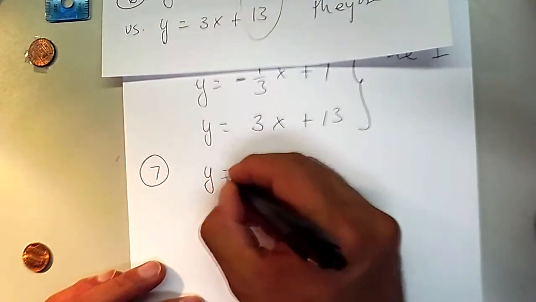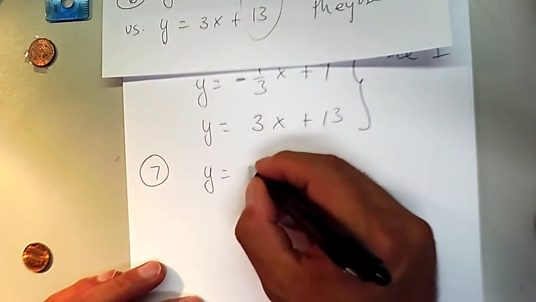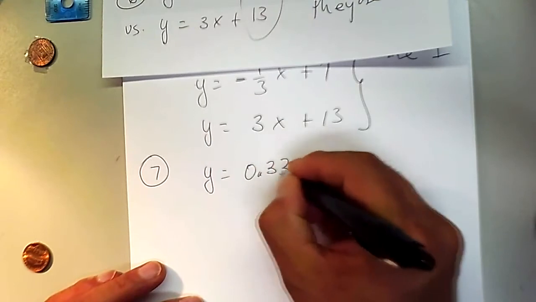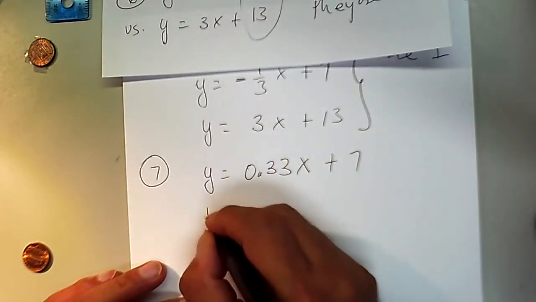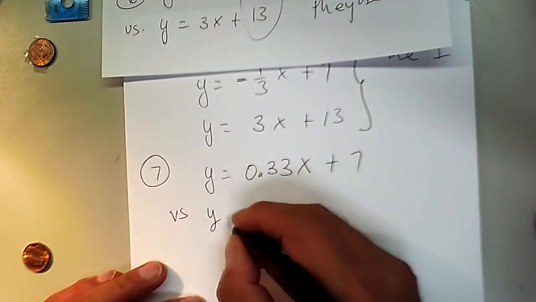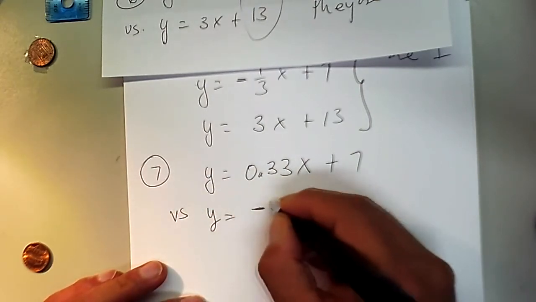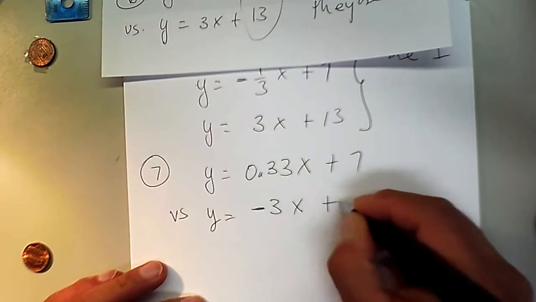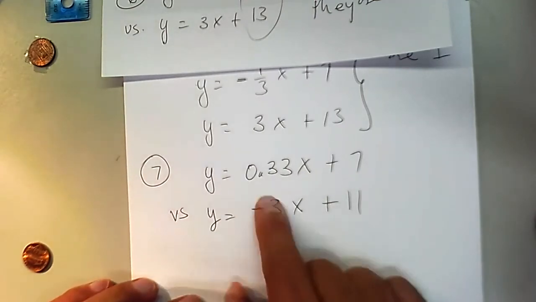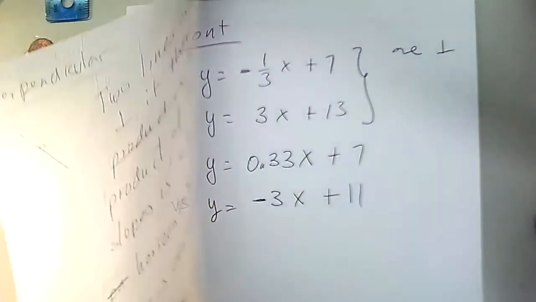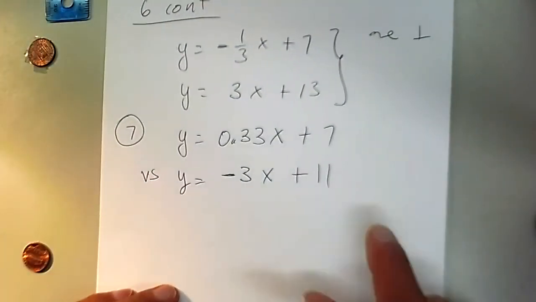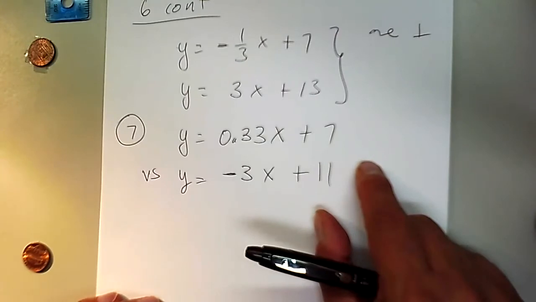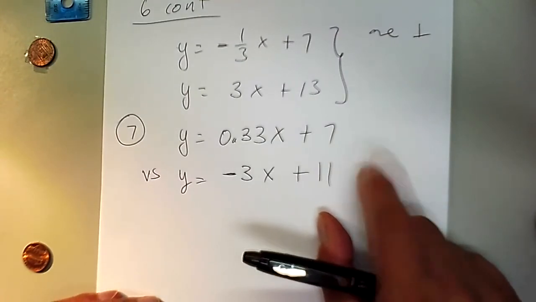Here's a good one, this is what I'm trying to say. Let's say y equals 0.33x plus 7 versus another line that is y equals -3x plus 11. This is a good problem. I can see myself writing that as a test question. So the question is, are those two lines perpendicular or not?